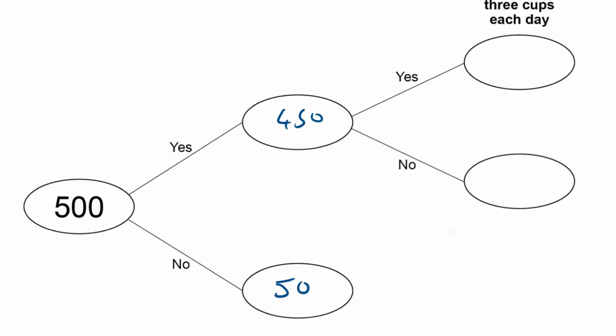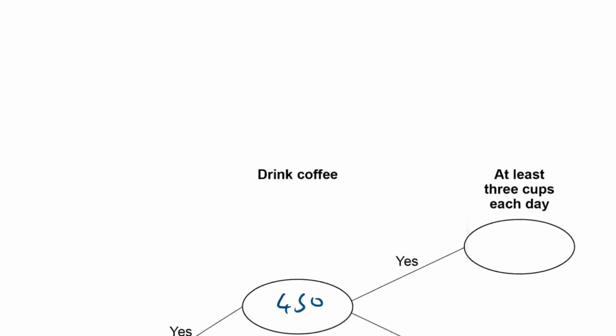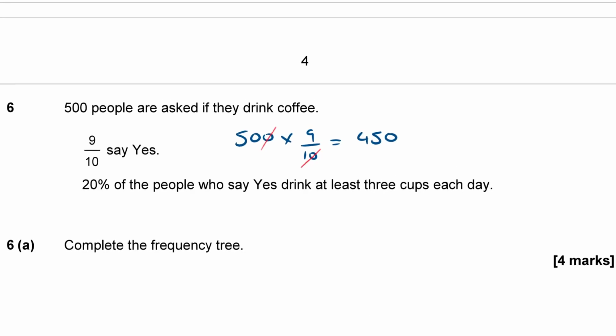Okay, so now we've got to decide what the second question was, at least 3 cups a day. So what does it say? 20% of people who say yes drink at least 3 cups each day. So we need to find 20% of 450. So if 100% of my value is 450, then what's 20%? Well, 10% is easy to find. I just need to divide it by 10, which is 45.